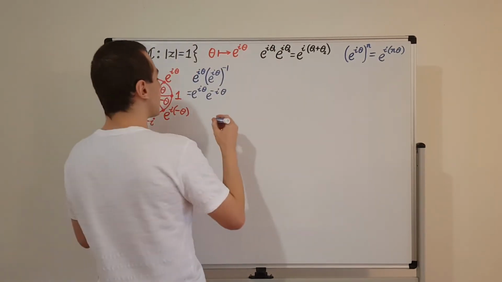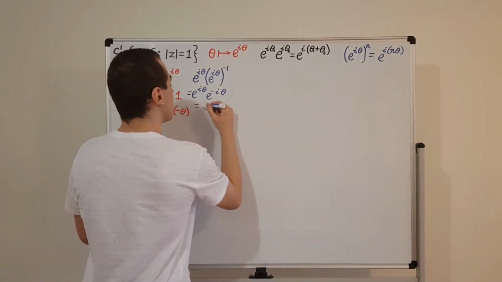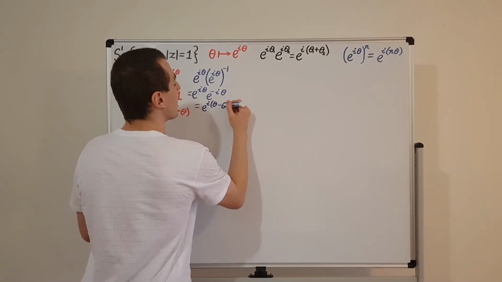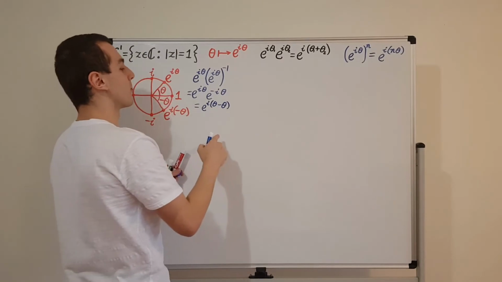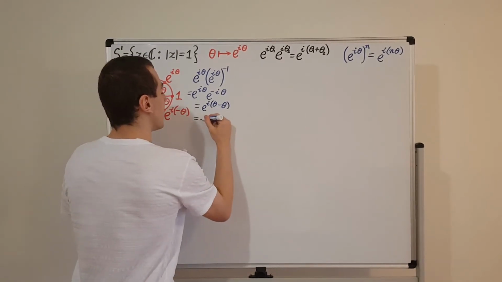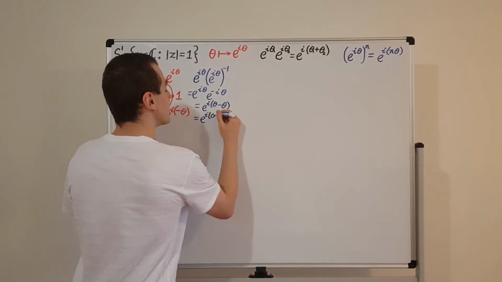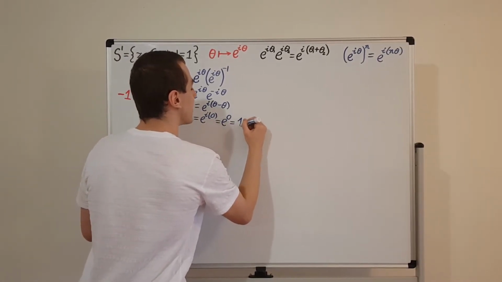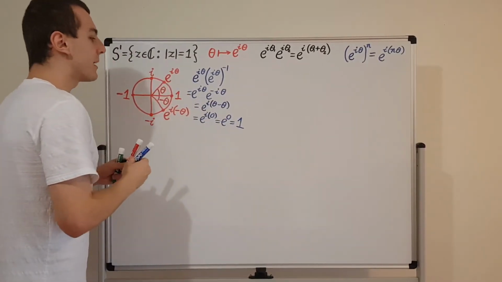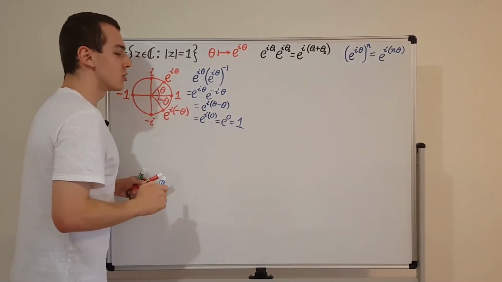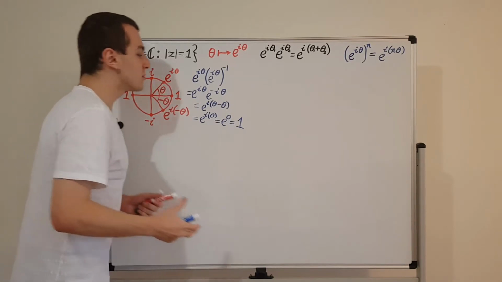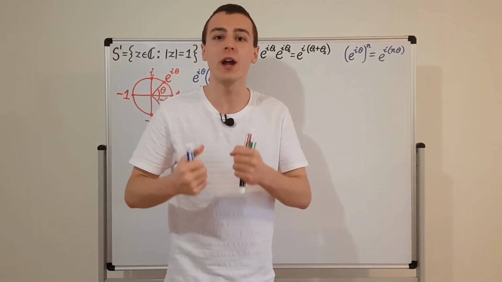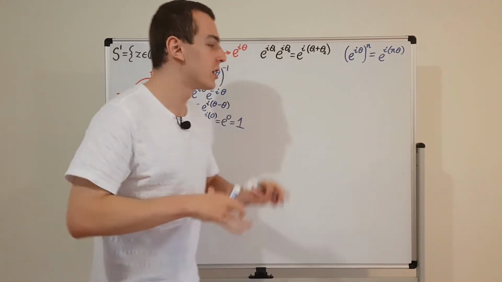This property is going to tell us that what we have is e to the i theta minus theta. And that's going to give us 0. So this is equal to e to the i times 0. And that's the same as e to the 0, which is the same as 1. So you can see we're mapping the additive identity to the multiplicative identity. That goes back to that idea of a group homomorphism. A homomorphism is that way of translating the structure of one group to another group.